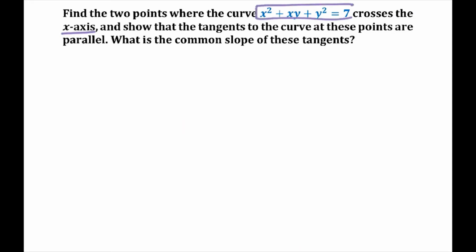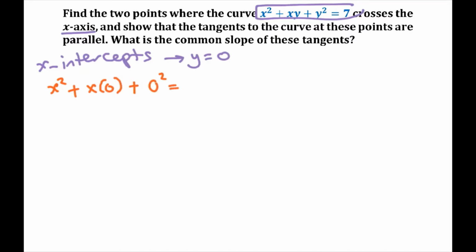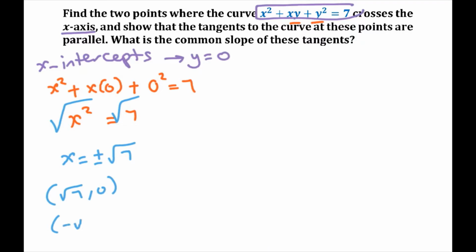I'm going to take this equation, and x-intercepts are basically when y equals 0. So I'm going to substitute y by 0. So x squared plus x times 0 plus 0 squared equals 7. Now what's left? x squared equals 7. Take the square root of both sides, so x is going to be positive or negative square root of 7. So at (square root of 7, 0) and (negative square root of 7, 0) the function intersects with the x-axis.